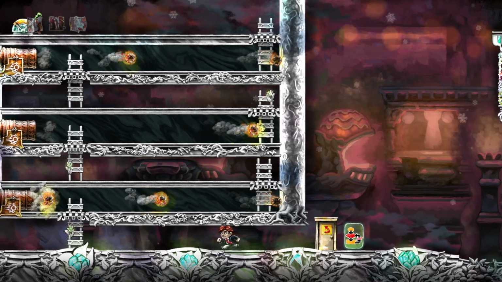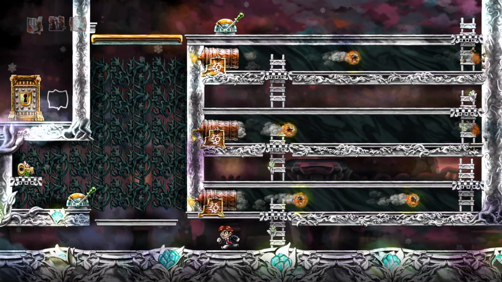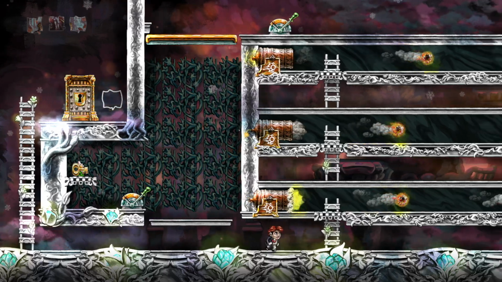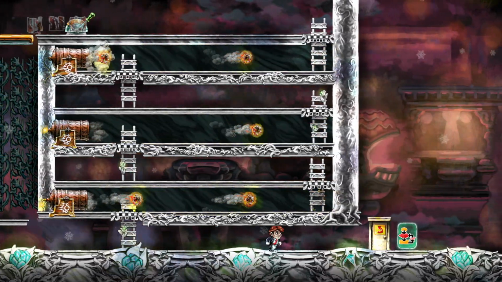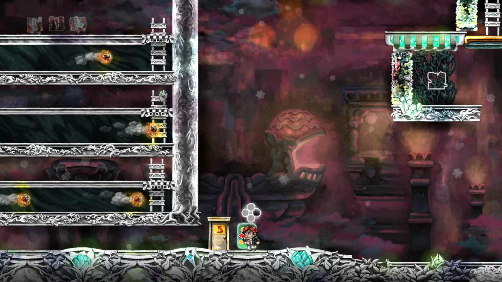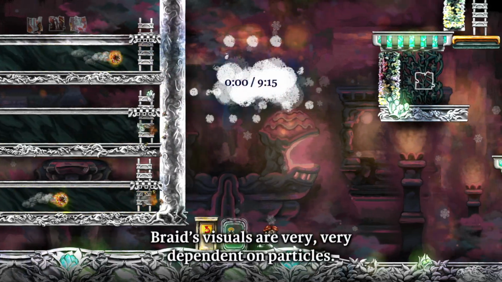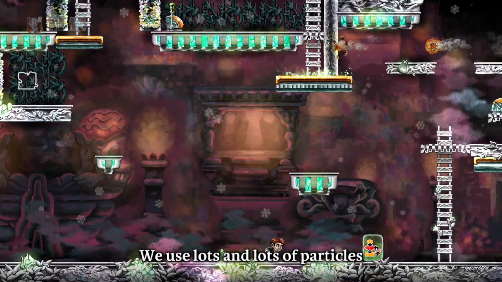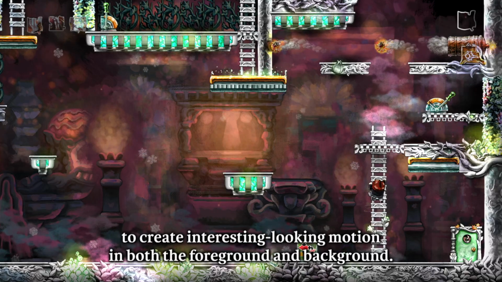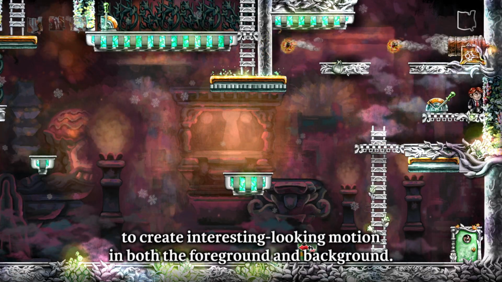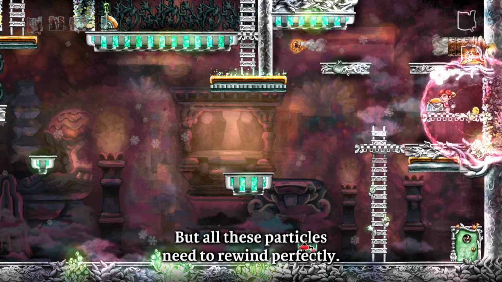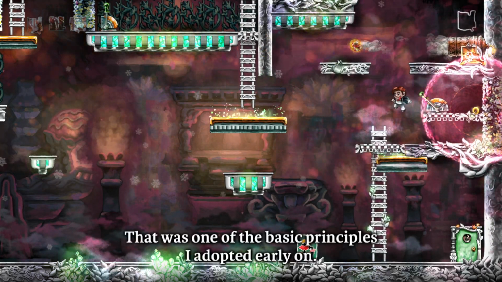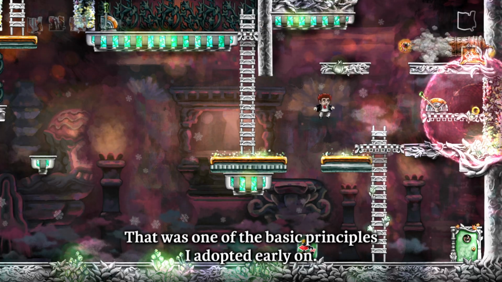Braid's visuals are very dependent on particles. We use lots and lots of particles to create interesting looking motion in both the foreground and background. But all these particles need to rewind perfectly. That was one of the basic principles I adopted early on.